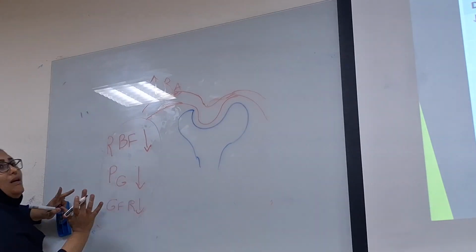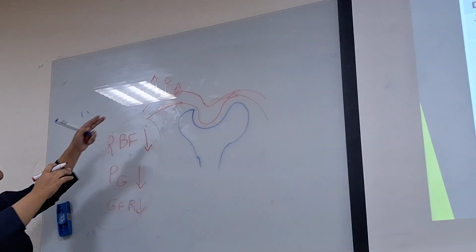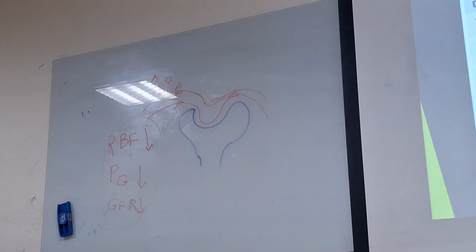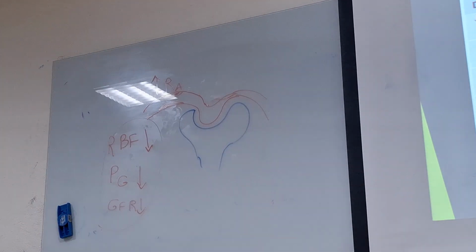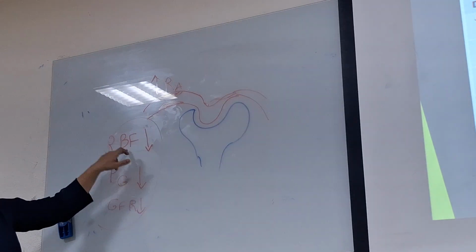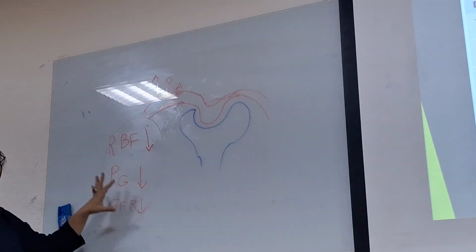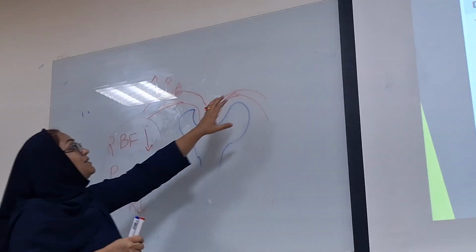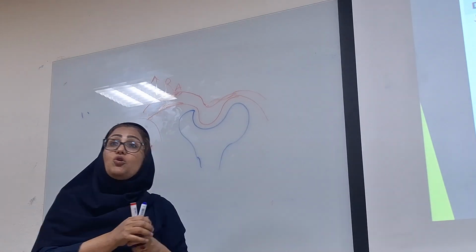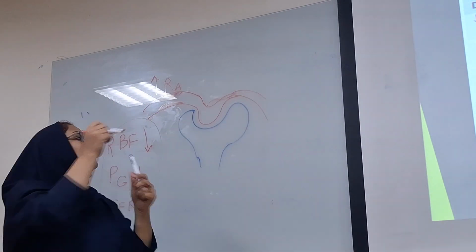It is true all the time. For example, if we have a mild increase in resistance of the afferent arteriole, or moderate or severe, no difference. All the time, RPF decreases, PG decreases, GFR decreases. But regarding the efferent arteriole, the story is a bit different.